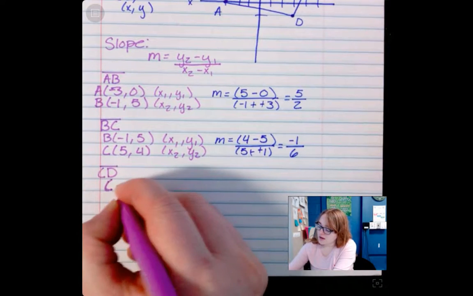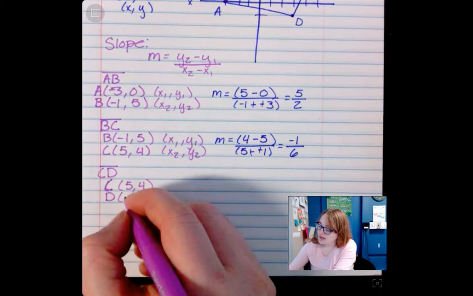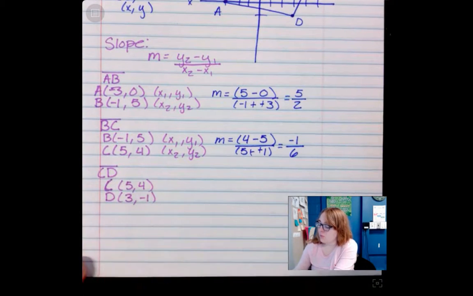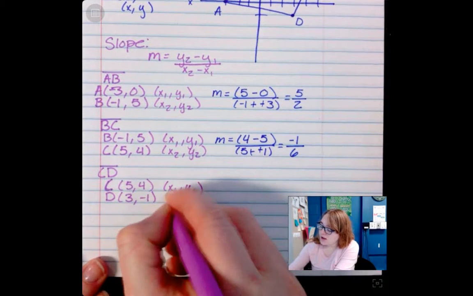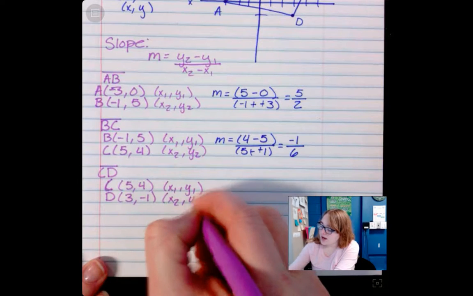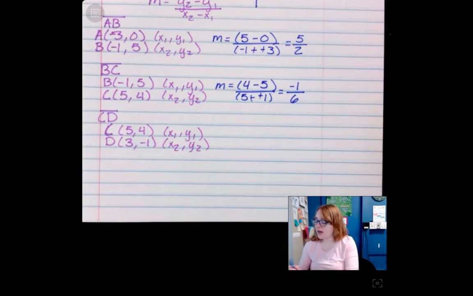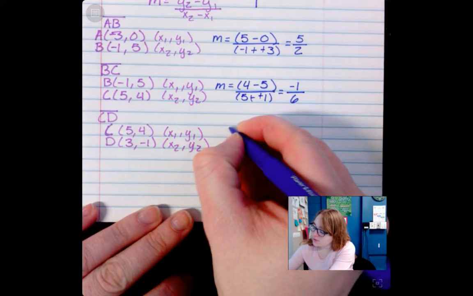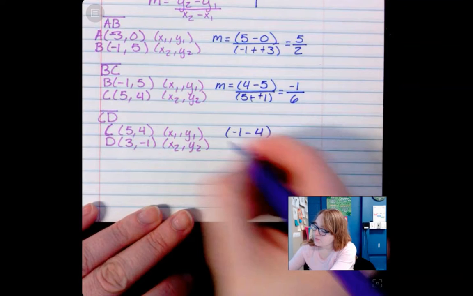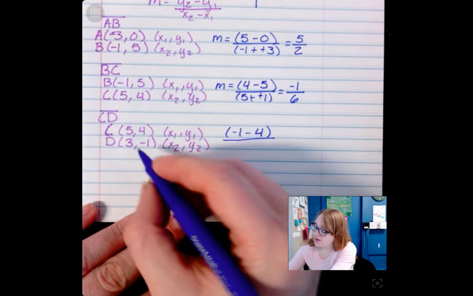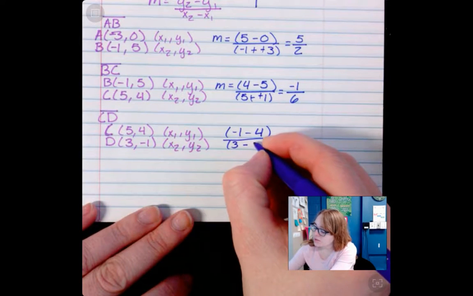Point C is at 5, 4, and point D is at 3, -1. Go ahead and pick your favorite point, your x1, y1, and your second favorite point, your x2, y2, and then plug into our formula. So we have our y2, which is -1, minus our y1, which is 4, and then we have our x2, which is 3, minus our x1, which is 5.